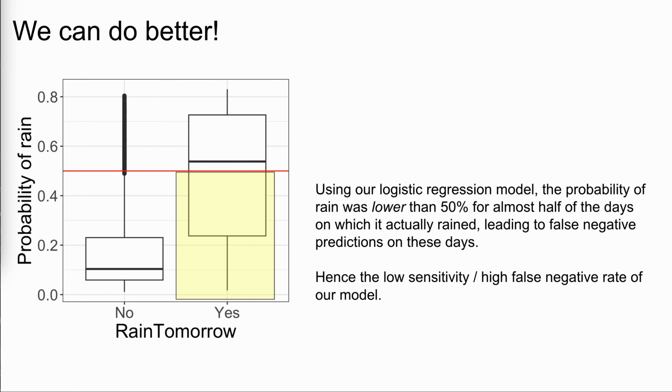What I want you to notice here is that nearly half of the box corresponding to the actually rainy days falls under the 50% threshold line. That is, the probability of rain was lower than 50% for almost half of the days on which it ended up raining, leading to false negative predictions on these days. In turn, we have a low sensitivity or a high false negative rate for our model.